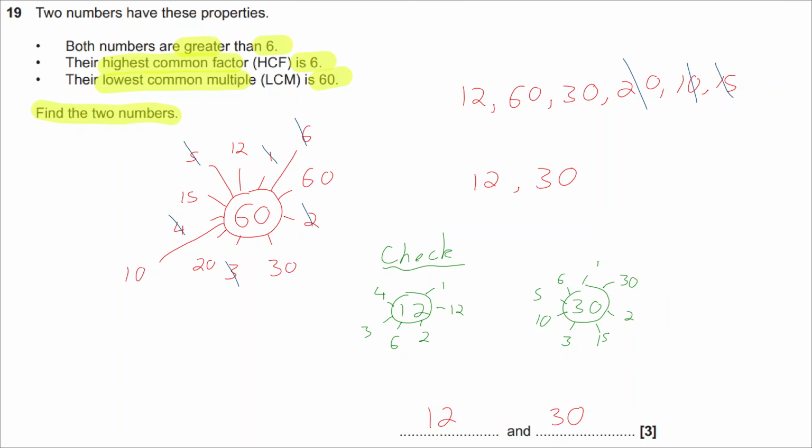So there we go. You can see here that the biggest factor of these is 6, the biggest number in both of your lists. So this one is satisfied, good. And for the lowest common multiple, if you write out the times tables, 12, 24, 36, 48, and then 60, and do the same thing for 30, the first number that they both go into is indeed 60. So that one is satisfied, and they're both bigger than 6. So definitely correct. Quite a nice question, that one.